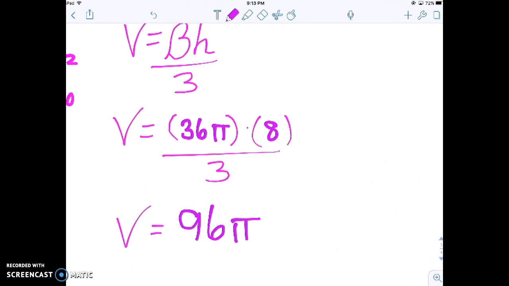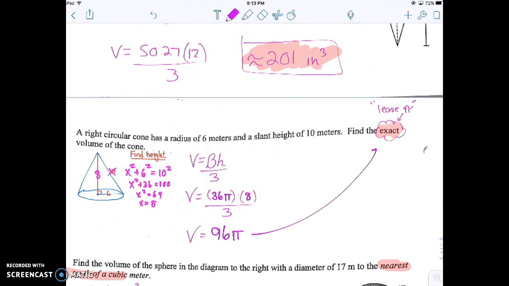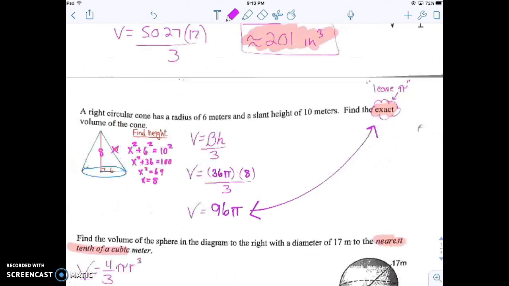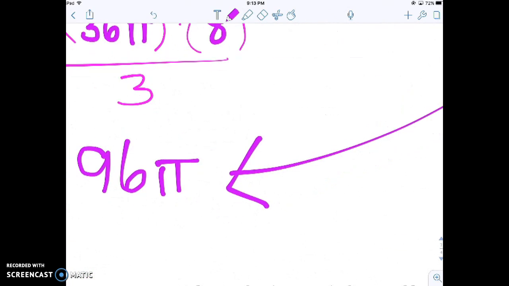I'm going to leave the pi there because up here it said exact. And exact means do not calculate pi to the nearest tenth or hundredth or any decimal point. Leave the pi in it. And we're talking about volume, so I'm talking about meters cubed.